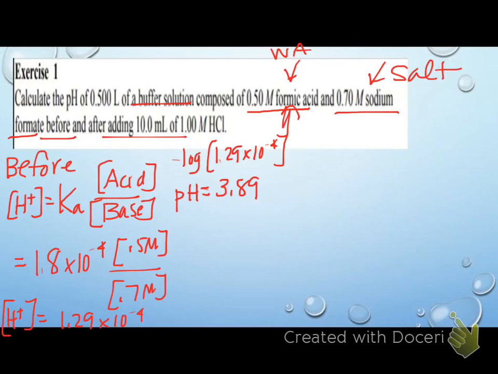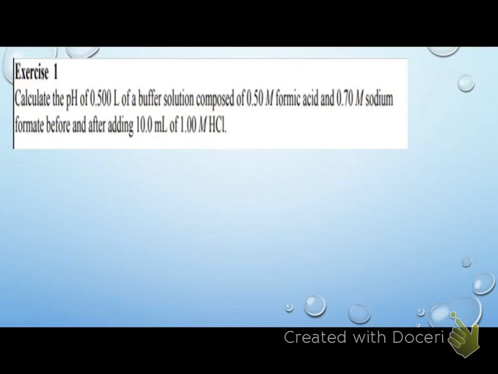So now for the next part, we're still going to end up using that same equation, but we have to calculate our new concentrations of our acid and our base. Okay, so our new concentration of acid should look like this. We have 0.5 liters times 0.5 molar, right? Plus, so that's going to take me to what? When I do volume times molarity, what am I getting? Moles. So that's going to take me to moles.